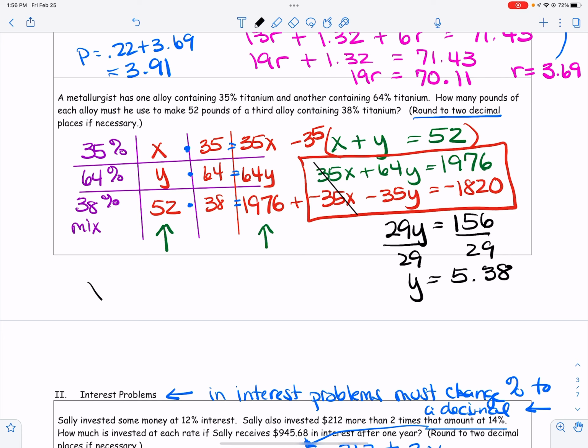Then we will find x by taking that 5.38 and subtracting it from 52. So x is going to be 46.62 pounds. Okay, so you'll have to make sure that you put those in. That's the 35% titanium, and this is the 64% titanium.